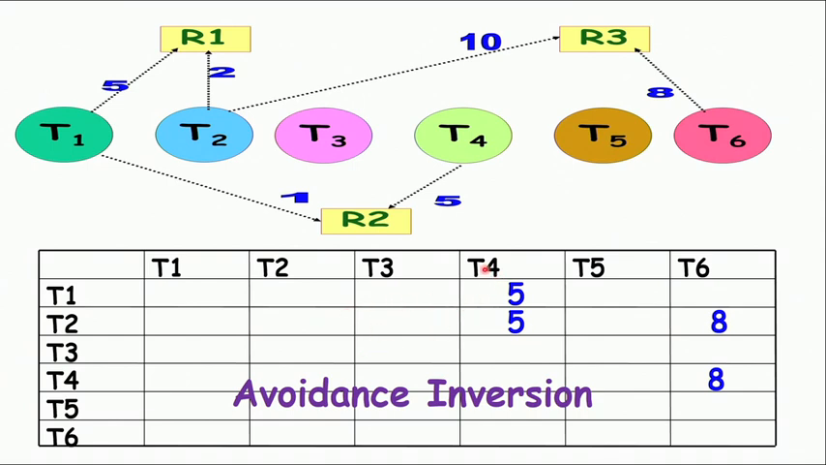On account of T4 using R2, T1 and T2 undergo 5 units of inversion. On account of T6 using resource R3, T4 and T2 undergo inversion. T3 and T5 do not undergo avoidance related inversion, because they do not use any resource.